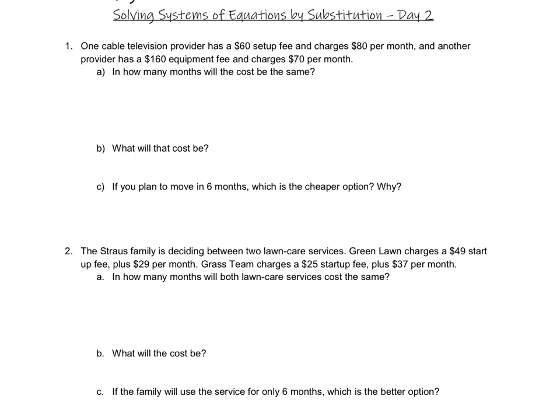So for provider number 1, we got to look and see what information is given. Well, for provider 1, it is a $60 setup fee, and then they charge $80 per month. So how do we write that as an equation? It's going to be 60, but then it's going to be plus 80x.